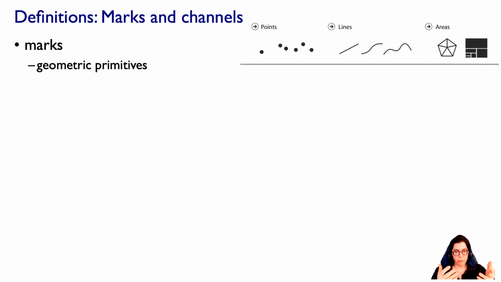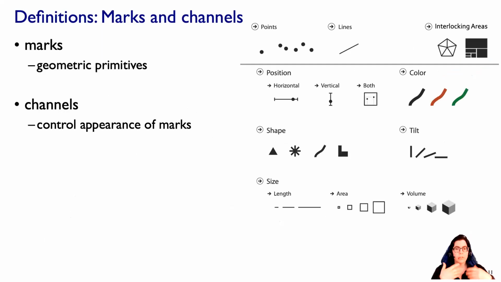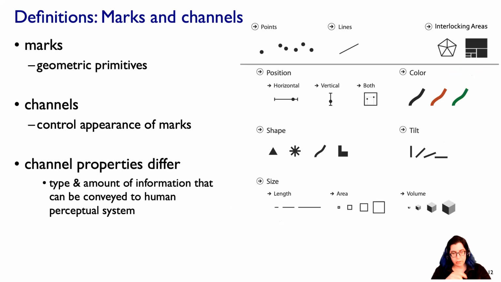So, right, we've now seen these marks that are these geometric primitives. We've seen these channels that can control the appearance of these marks. The thing to know though is channels are not all created equal. They have really different properties. So the type of information and the amount that can be conveyed to the human perceptual system is definitely different across the different visual channels.